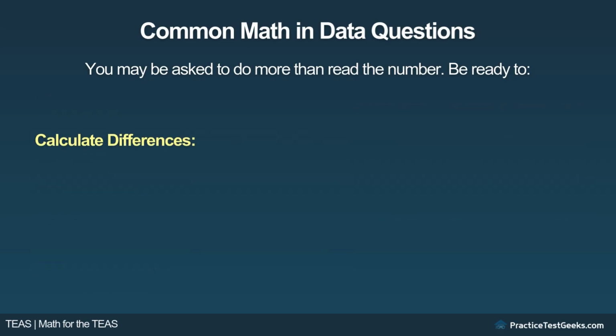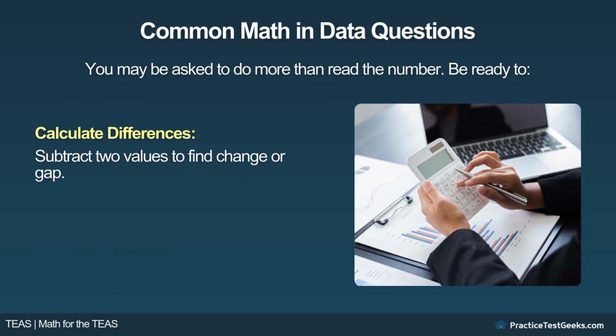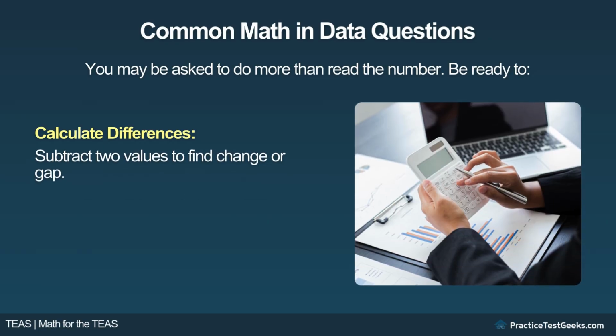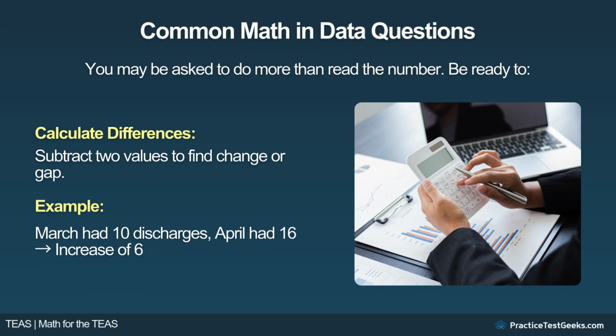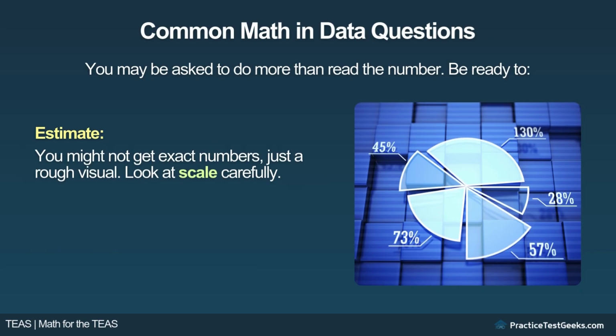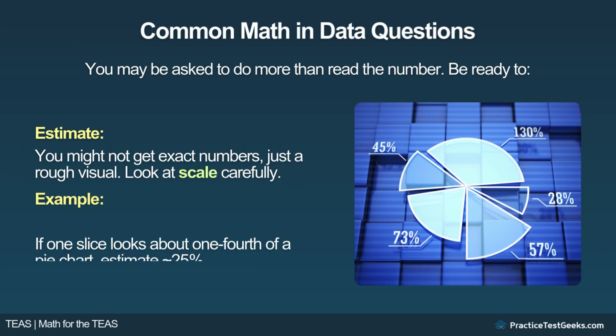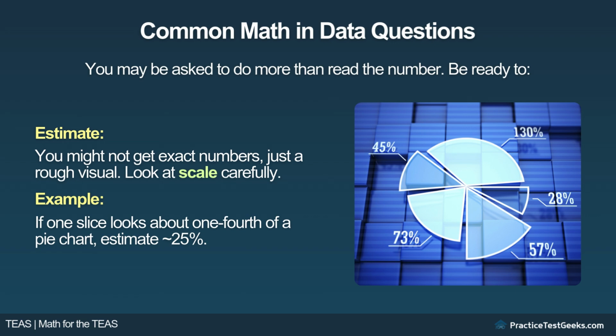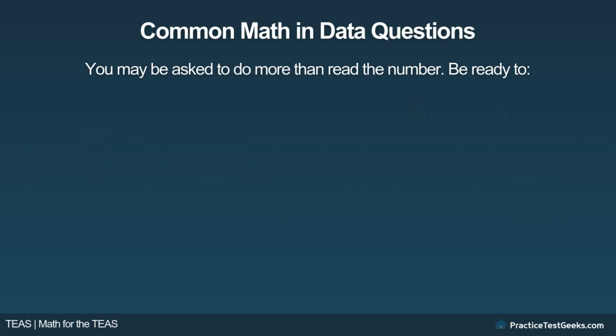Next, be ready to calculate differences. You might be asked how much something increased or decreased over time. For instance, if March had 10 discharges and April had 16, the difference is 16 minus 10 equals 6 more discharges. In some cases, the question won't give you exact numbers, so you'll need to estimate. Here, you rely on visual clues to make a reasonable guess. Example, if one slice of a pie chart takes up about 1/4 of the circle, you can estimate that slice as roughly 25%.